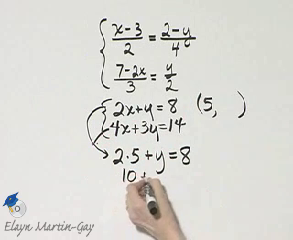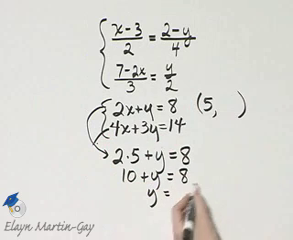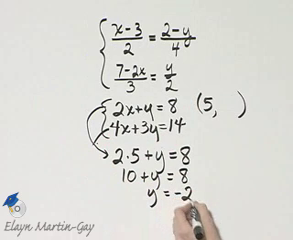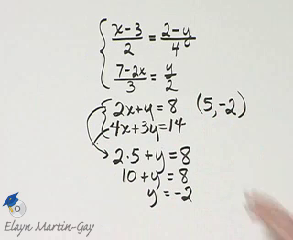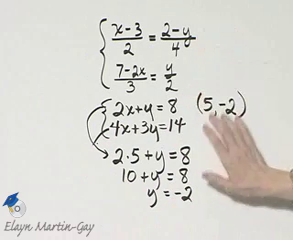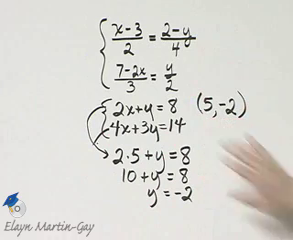That's 10 plus y is equal to 8. And if I subtract 10 from both sides, I'll have 8 minus 10, or -2. The y value is -2. This system has a single ordered pair solution. Here are the coordinates, and you know how to check.